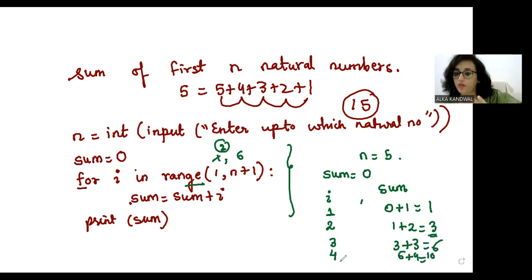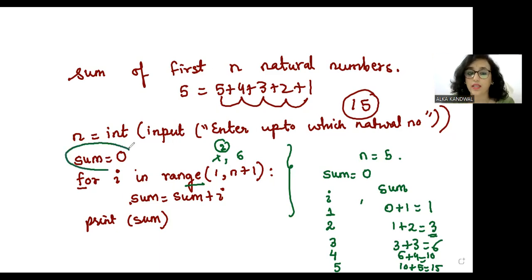And then the value of i will be 5, so 10 plus 5 is 15. Is it okay? Does it make sense? So we get the output that the sum of the first five natural numbers is 50. Does it make sense? ठीक है, हमने इनिशियलाइज 0 से कर दिया सम को.